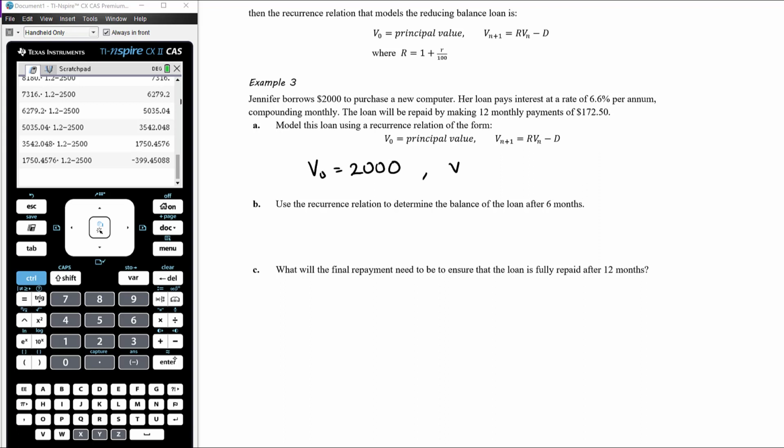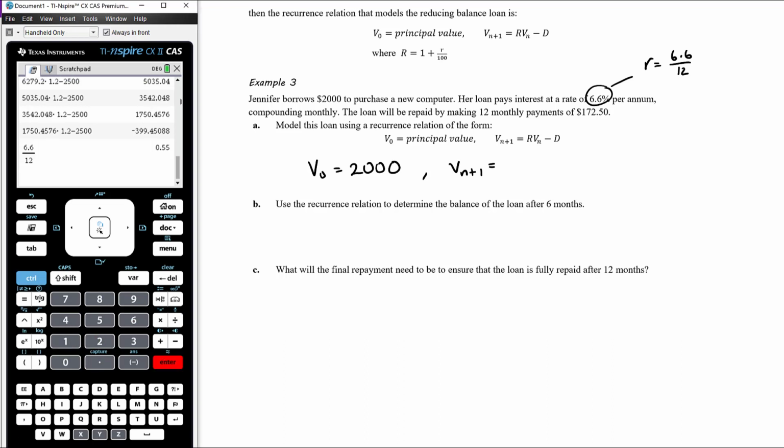And then Vn plus 1, now we need to work out R. Because we're paying monthly, compounding monthly, lowercase r is going to be 6.6 on 12, which is 0.55% per month. Then to work out uppercase R, it is 1 plus 0.55 over 100, which is going to be 1.0055. You can check that.